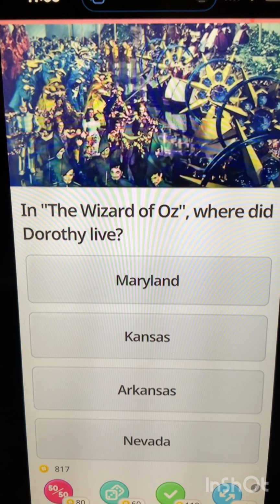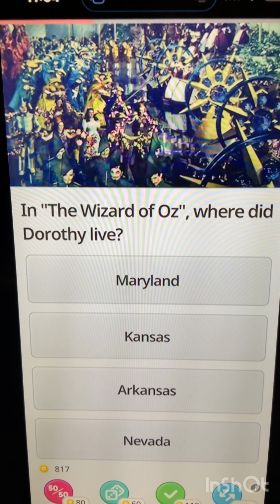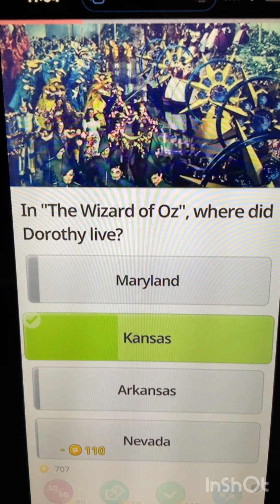Now we are back again to the screen. In The Wizard of Oz, where did Dorothy live? So number one, A is Maryland, Kansas, Arkansas, and Nevada. So what is the right answer? The right answer is Kansas.